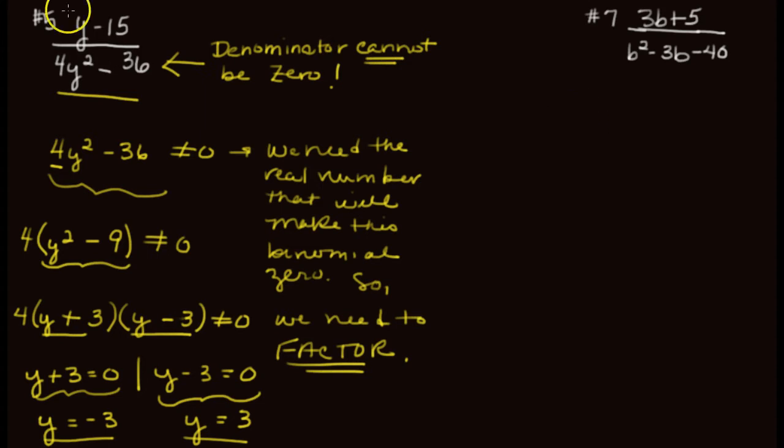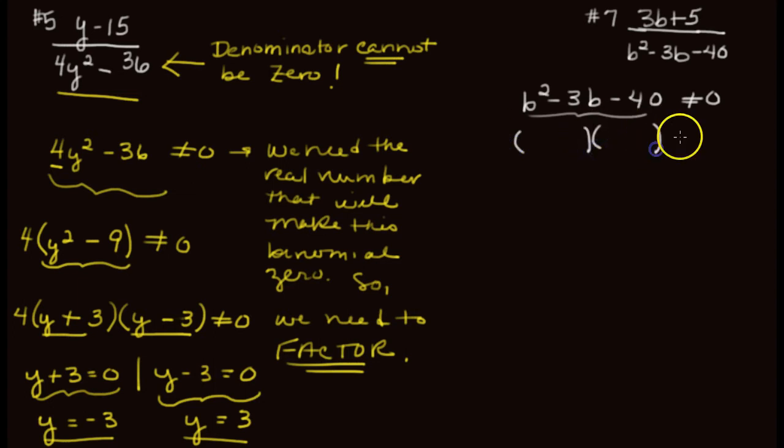So for this one, again, the denominator cannot be 0, so we're going to have to factor. So we know that b squared minus 3b minus 40 cannot equal 0. So we need to factor this trinomial to find out at what real numbers this trinomial will be 0. So to factor it, we need two factors that when multiplied will give us negative 40, but when added will give us negative 3.